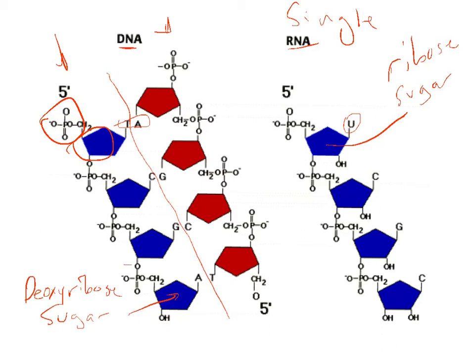A nucleotide is this phosphate, this sugar, and its base all together. Phosphate, sugar, base. Those are all nucleotides. So there's these free nucleotides just floating around in the nucleus, and they come up and they match up with these things.